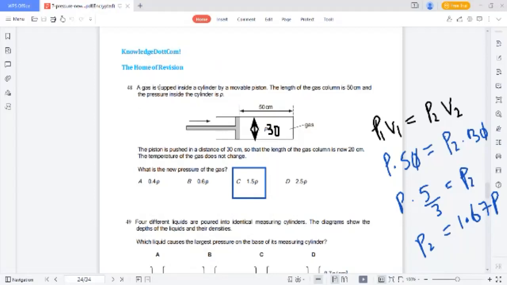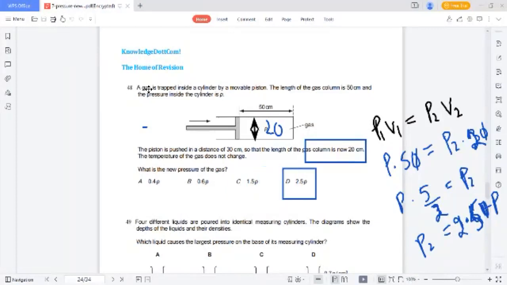Oh, I made a mistake. Okay, the gas column is 20 centimeter left. Oh, this is wrong. It's not 30, it's 20. So it would be 20 here. It would be 2 here. It would be 2.5. Okay, it is 2.5 P now. So this is the correct option.